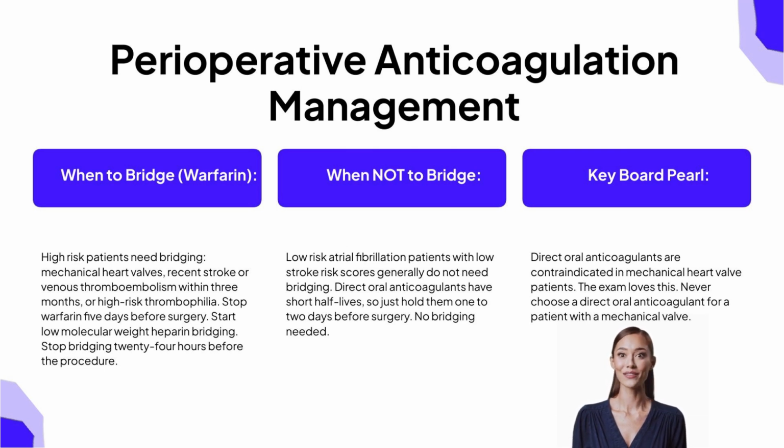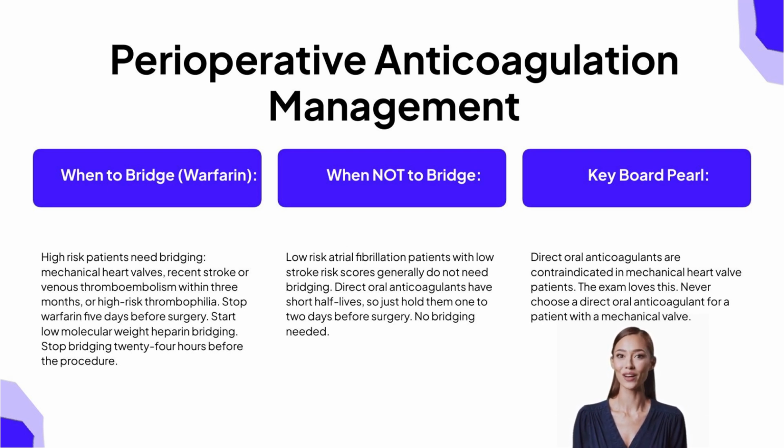Here is the framework. For warfarin, the decision depends on the patient's thrombotic risk. High-risk patients, like those with mechanical mitral valves or recent stroke, need bridging with low molecular weight heparin or unfractionated heparin. Low-risk patients, like those with atrial fibrillation and a low stroke risk score, can simply stop warfarin 5 days before surgery and restart afterward.